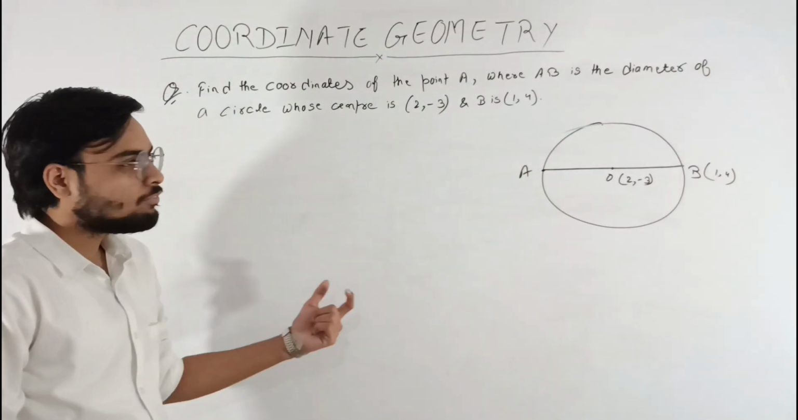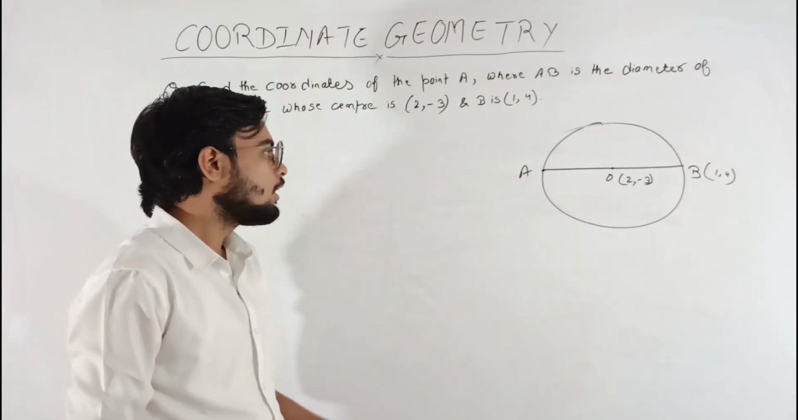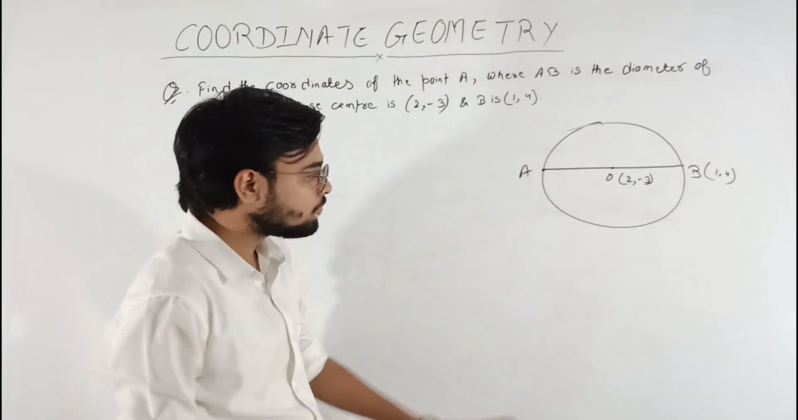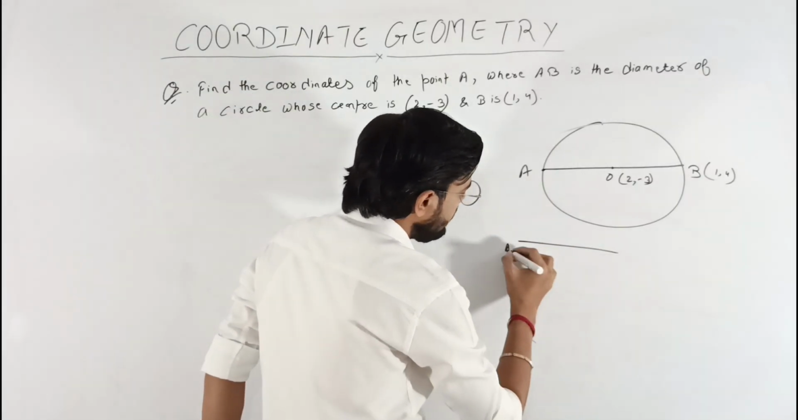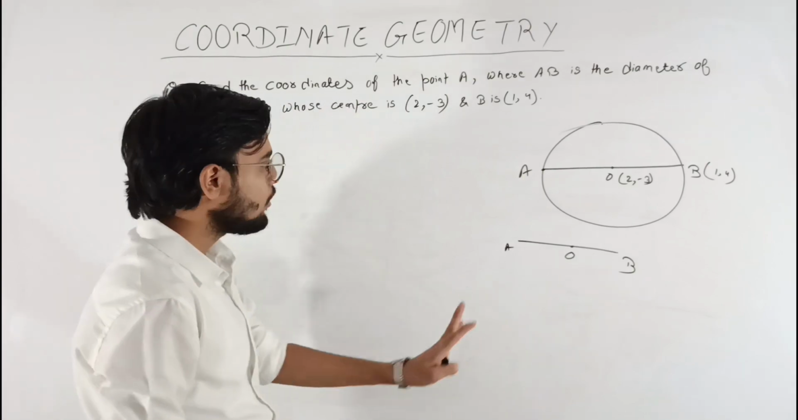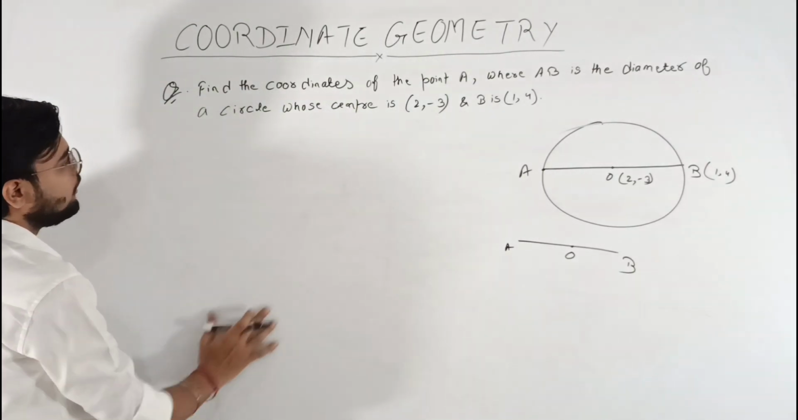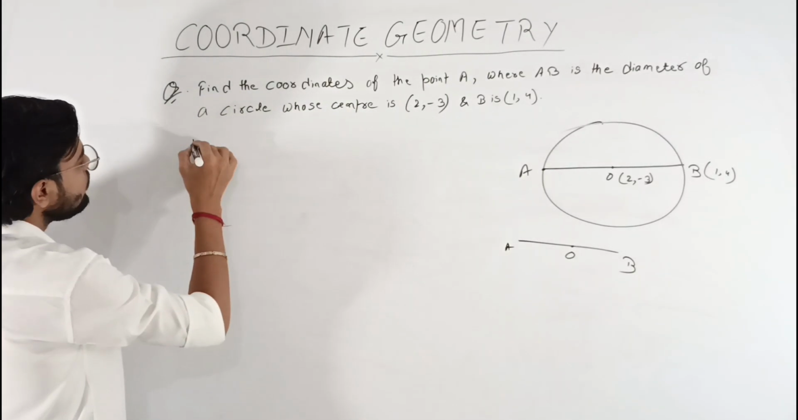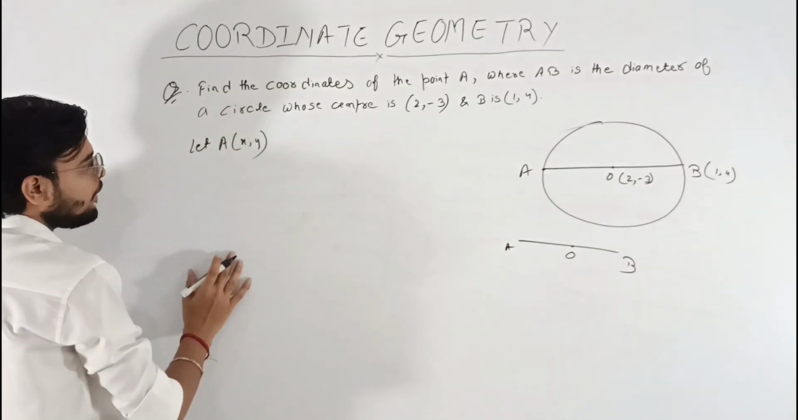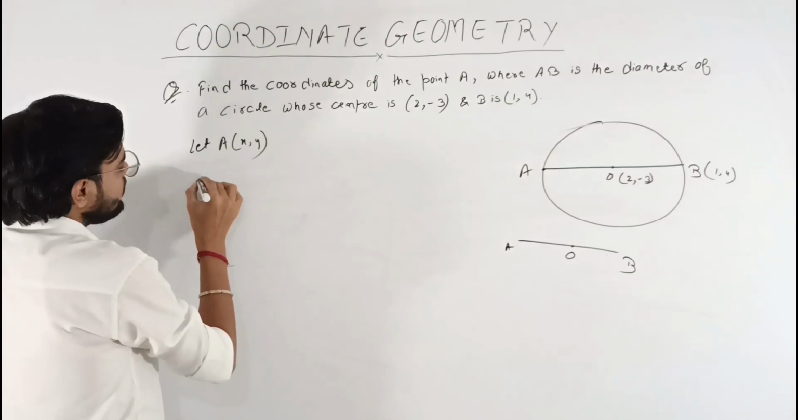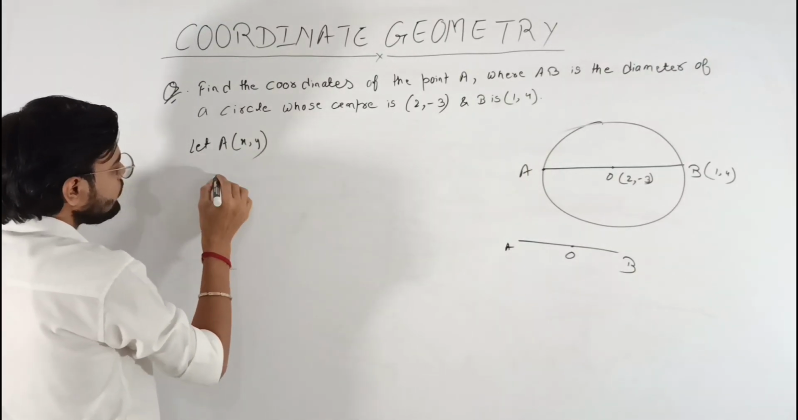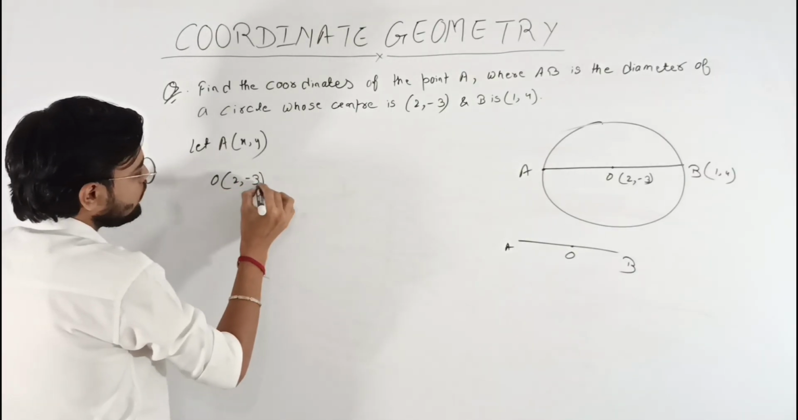Okay, we again find the coordinates of this point A using the section formula. Now look, first this is the center, and the center is the midpoint of a diameter. If AB is the diameter, then the center is what? The center is the midpoint of the diameter. So we find it using the midpoint formula. What is the midpoint formula? First we assume let A is x and y. Okay, and O is 2, minus 3.